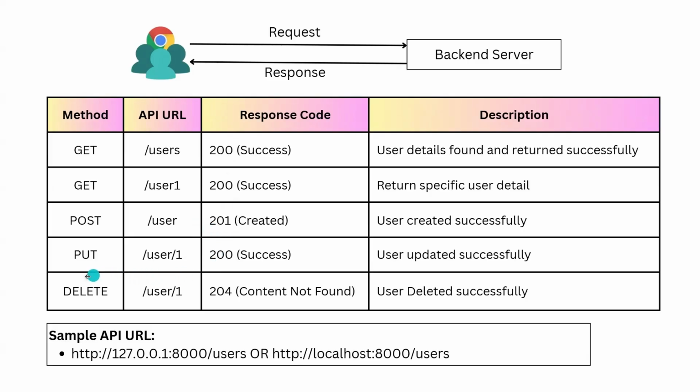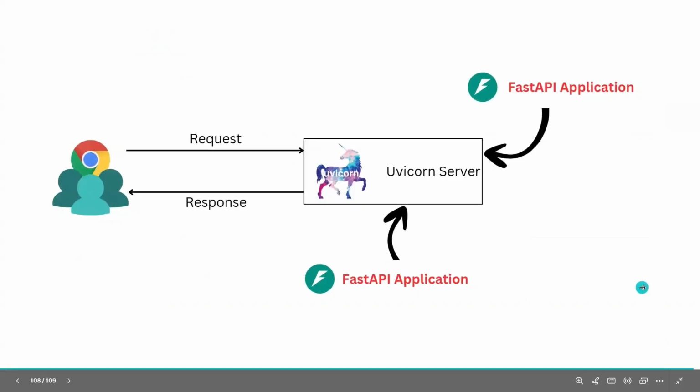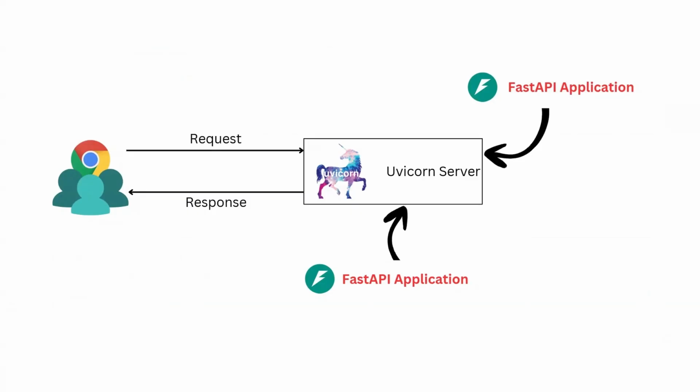Similar to that, if you're deleting something, you are saying delete the user having ID 1. It will delete the user and it will return 204, which says content not found because that particular content got deleted, and in the response you have said 204 content not found. And this is how the API works. Now, the very important thing here is Uvicorn.